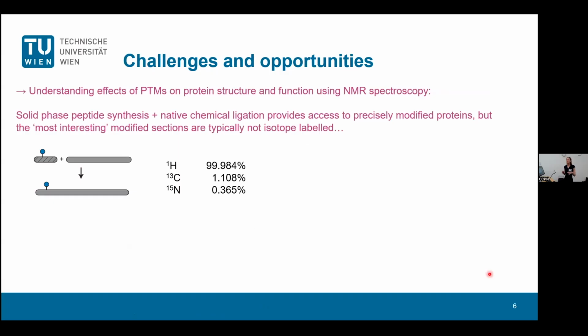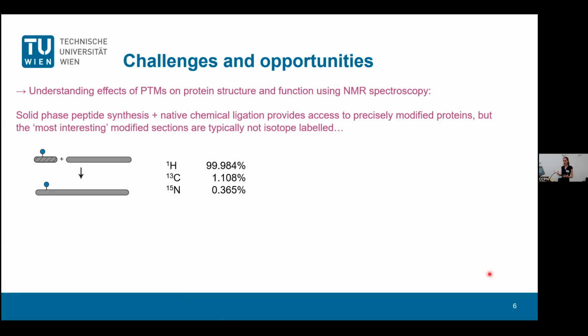So I've given a bit of introduction into how we approach a protein, more from the chemistry side of how we're going to make it, how we're going to make it with a very specific modification. But now if we want to understand what this modification does to its structure, its dynamics, we run into a little bit of a problem.